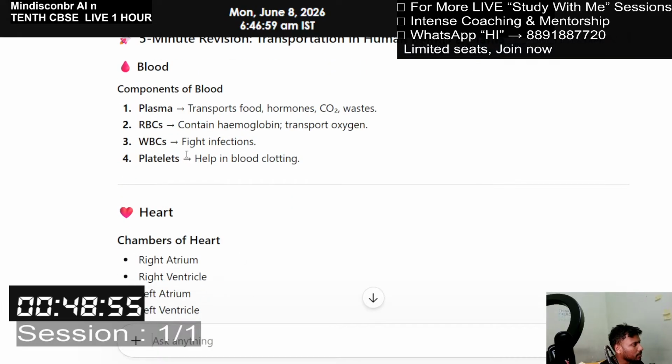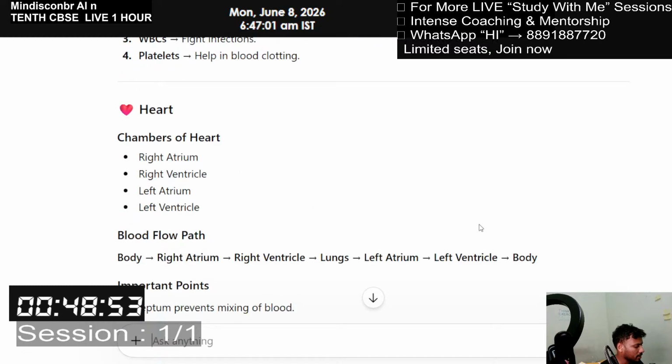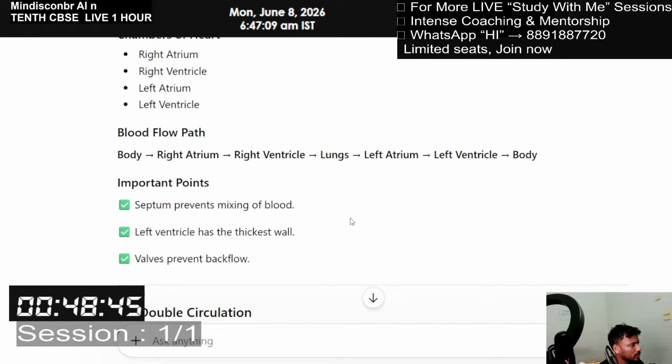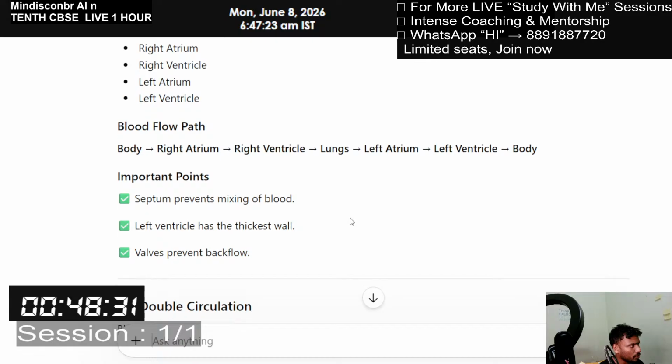Heart. The chambers of the heart are right atrium, right ventricle, left atrium, left ventricle. Blood flow path: body to right atrium to right ventricle, and then from the right ventricle to the lungs, and from there oxygenated blood goes first to the left atrium and then to the left ventricle and then to the body.